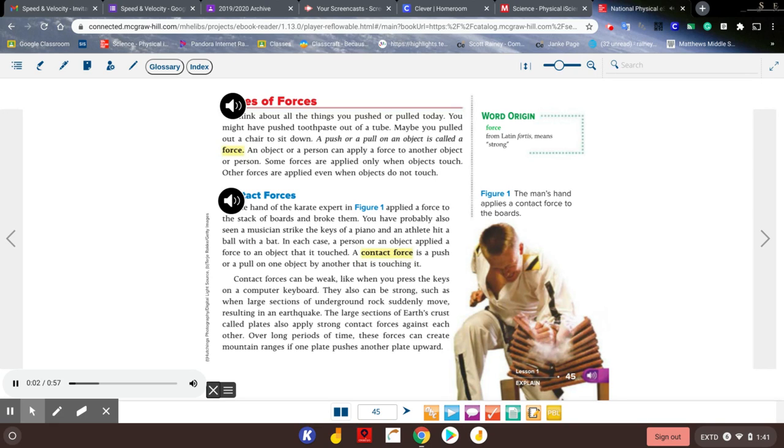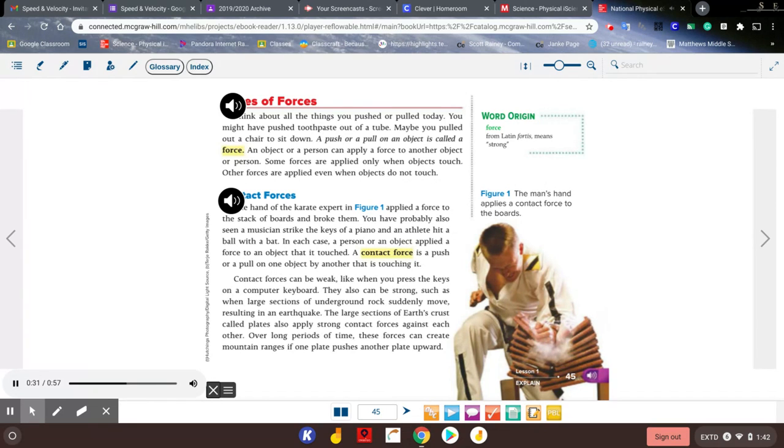Contact forces. The hand of the karate expert in Figure 1 applied a force to the stack of boards and broke them. You have probably also seen a musician strike the keys of a piano and an athlete hit a ball with a bat. In each case, a person or an object applied a force to an object that it touched. A contact force is a push or a pull on one object by another that is touching it.